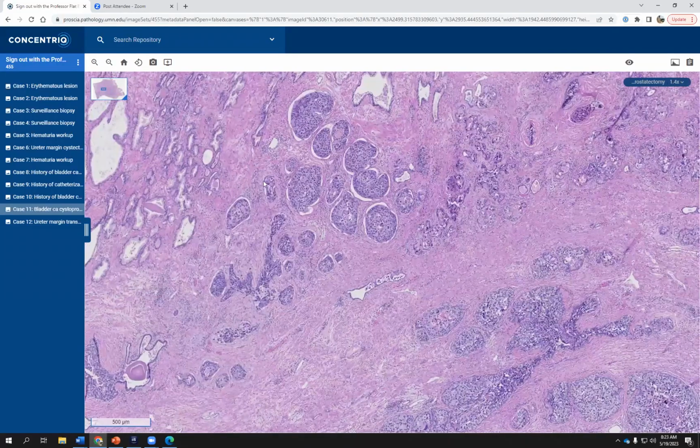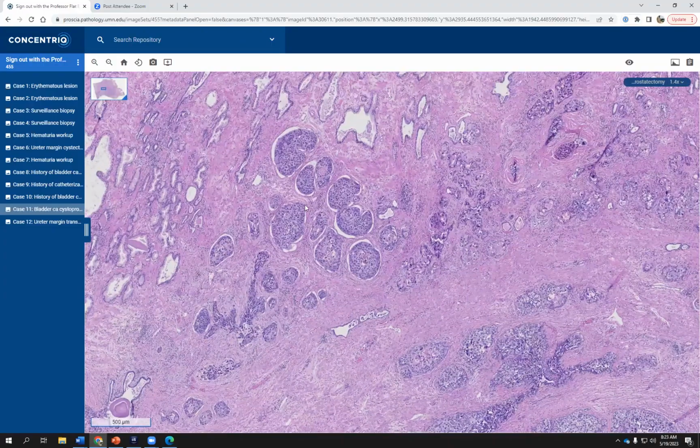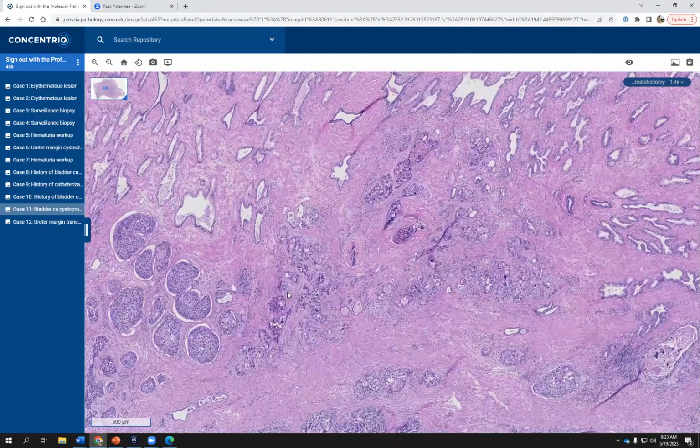So here the nests are quite rounded. So one might think probably not invasive, but what about areas over here?